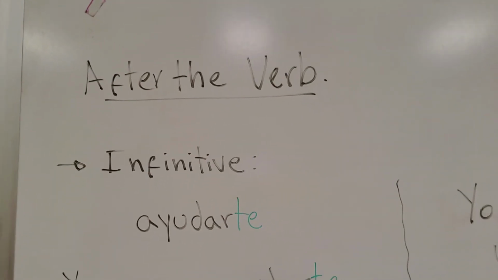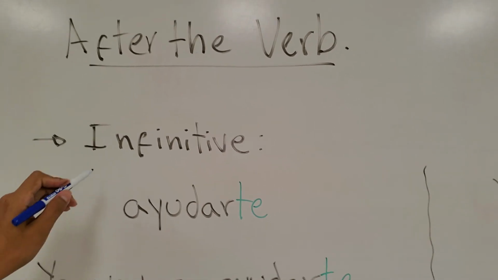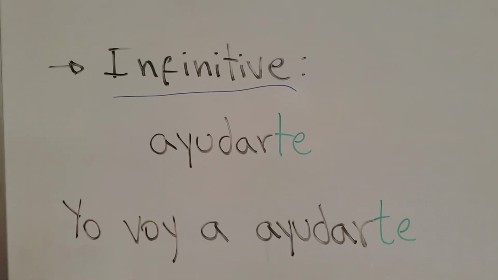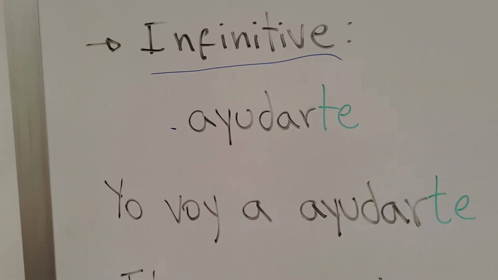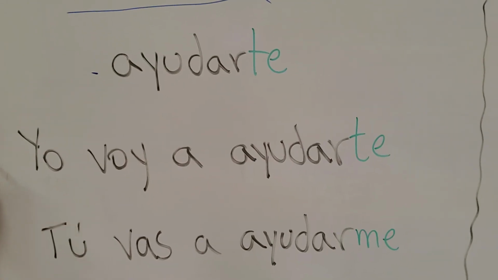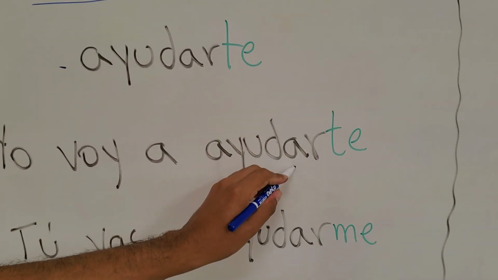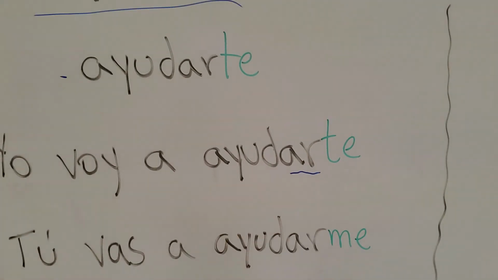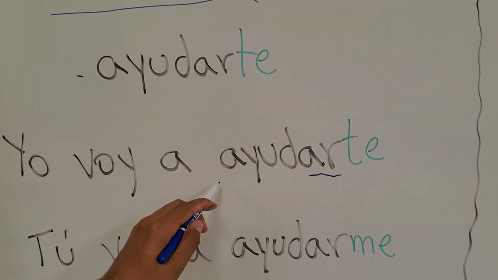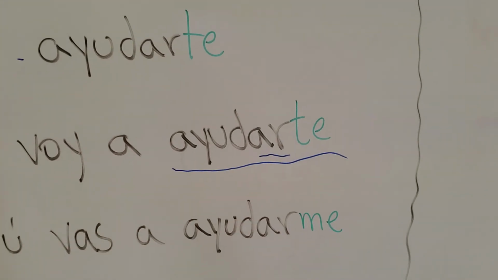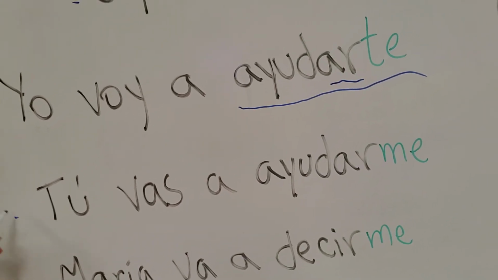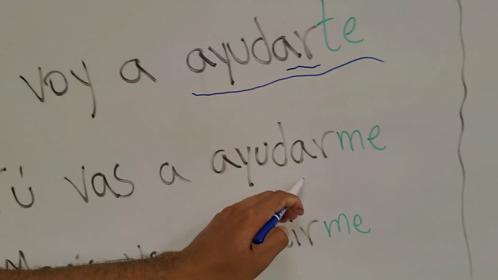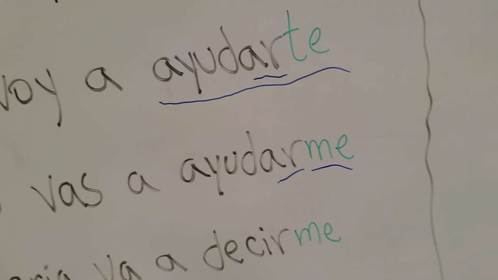We will place the pronouns after the verb when we have a verb in infinitive. In infinitive. For example, ayudarte. Okay? A sentence could be yo voy a ayudarte. Ayudar, infinitive. Te, the pronoun, after the verb. The interesting thing here is that it becomes one word, ayudarte. Okay? Tú vas a ayudarme. Again, the verb in infinitive here, the pronoun here, in one word, ayudarme.